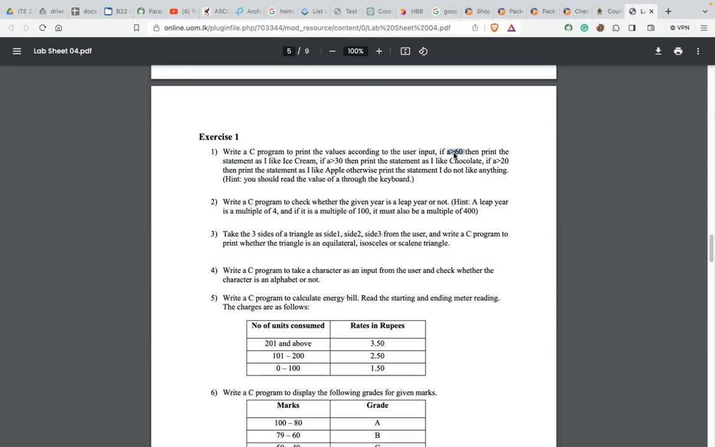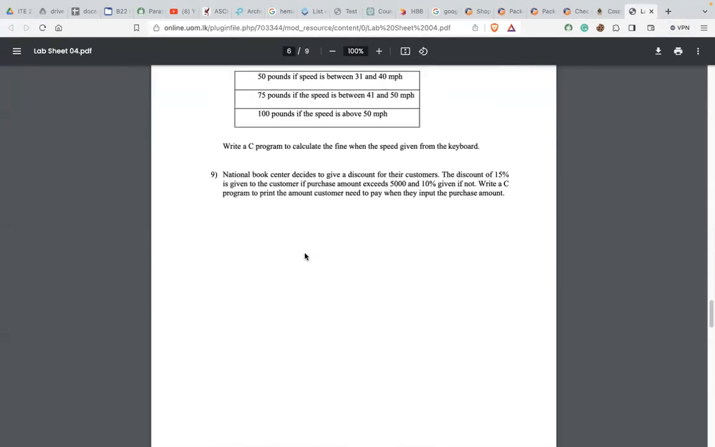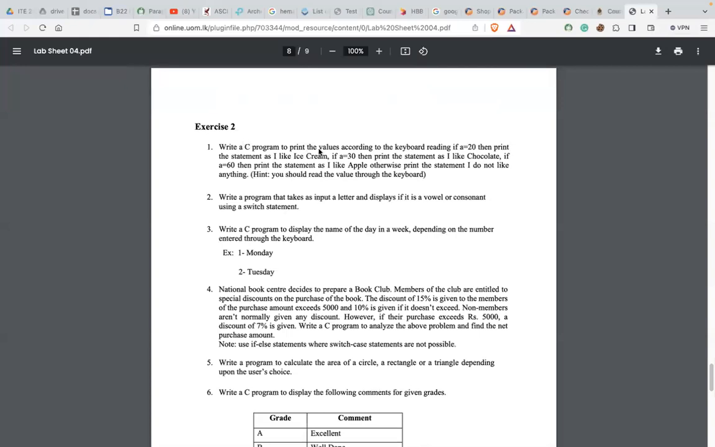In the if-else ladder, we can use it. In the switch case statement, can we use A greater than 60? No. We can only check whether X equals 60. Therefore, the question has been changed. Write a C program to print the values according to the keyboard reading. If A equals 20, then print I like ice cream. If it is 30, I like chocolate. If it is 60, I like apple. Otherwise, I do not like anything. Okay, remember that the cases are always equality checks.